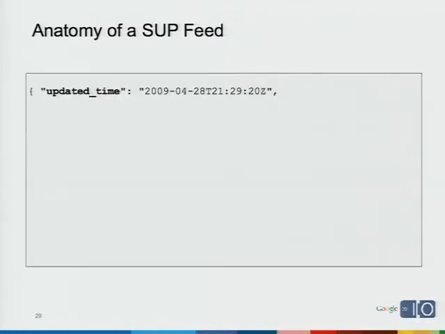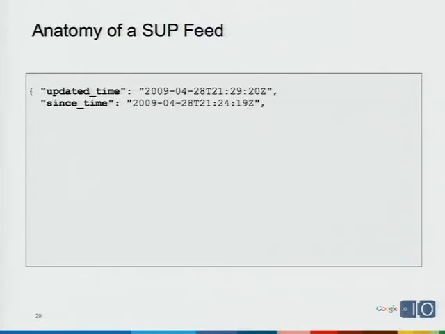So if you go ahead and retrieve our SUP feed, which is just gdata.youtube.com/sup, S-U-P, you get back this thing that's, like I said, JSON, and it's really simple in its construction. We have an updated time, and that's just going to tell you when the feed was last refreshed, so you can use that to check if it's changed since the last time you polled it.